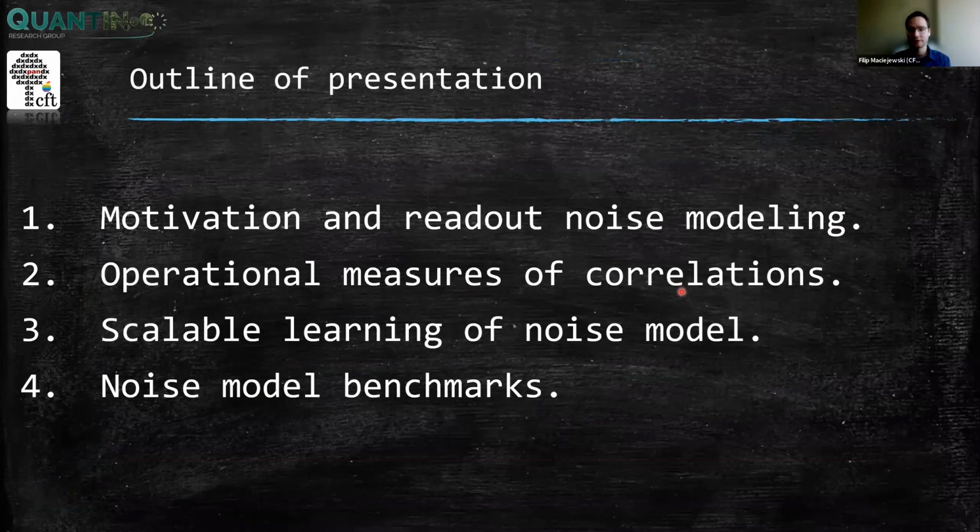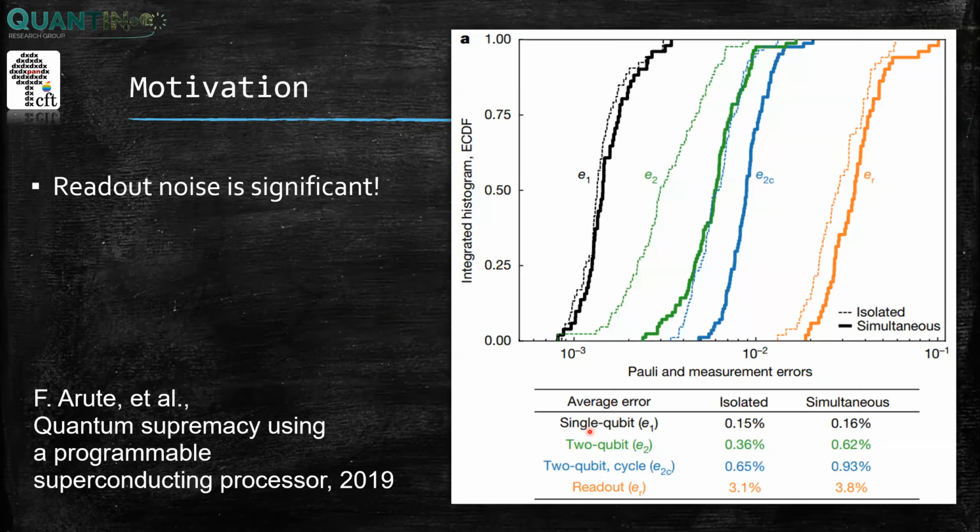Okay, so here's the outline of the presentation. I will start with a brief motivation and discussion on how to model measurement noise. Then I will introduce operational measures of correlations in readout noise and explain how to efficiently learn the readout noise models from the experimental data. And I will finish with a discussion of noise model benchmarks that we performed on actual systems of over 100 qubits. So the motivation is actually quite simple, namely readout noise is there and it is significant.